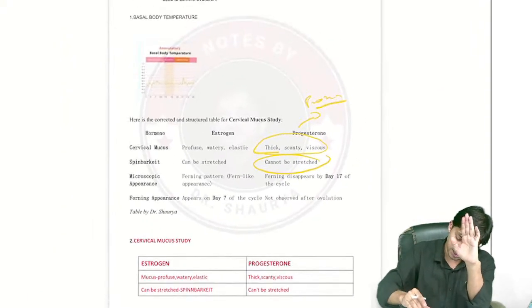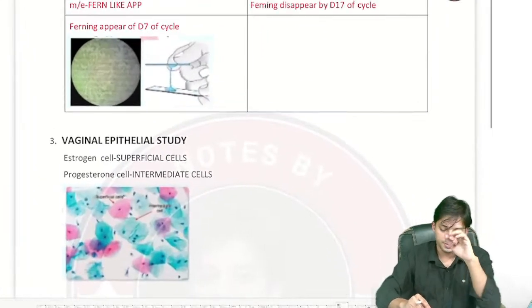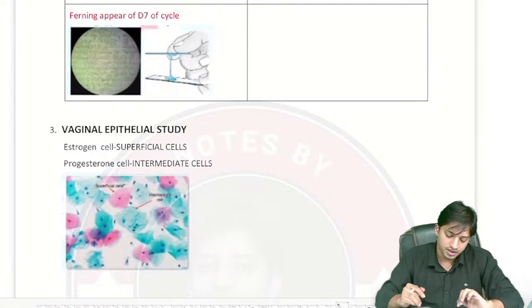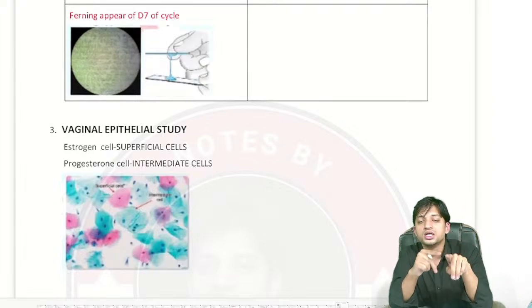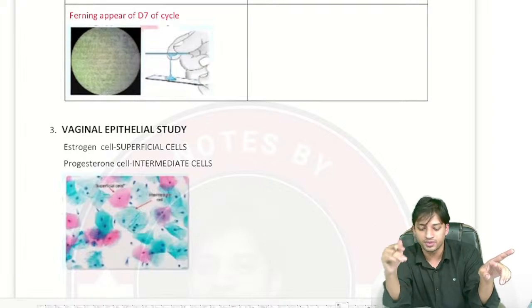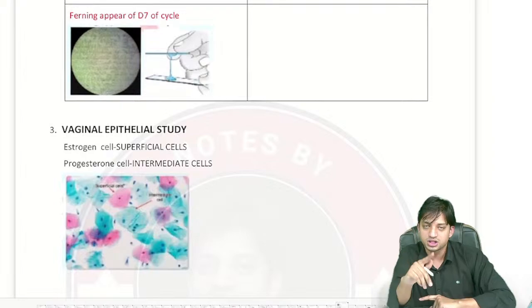Simply finished and covered. No need to get into very much detail. You can see here. And also one phenomenon is called ferning. When you do microscopy, a fern-like appearance will be present in the cervical mucus. When ovulation has taken place, ferning will disappear after day 17 of the cycle. So this is also an indicator for ovulation.